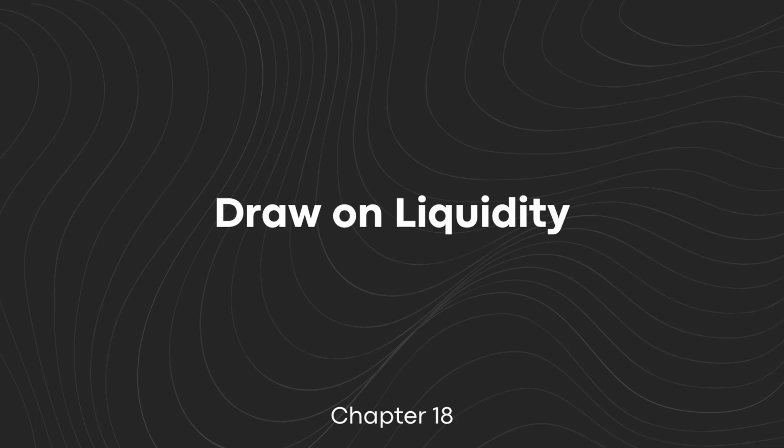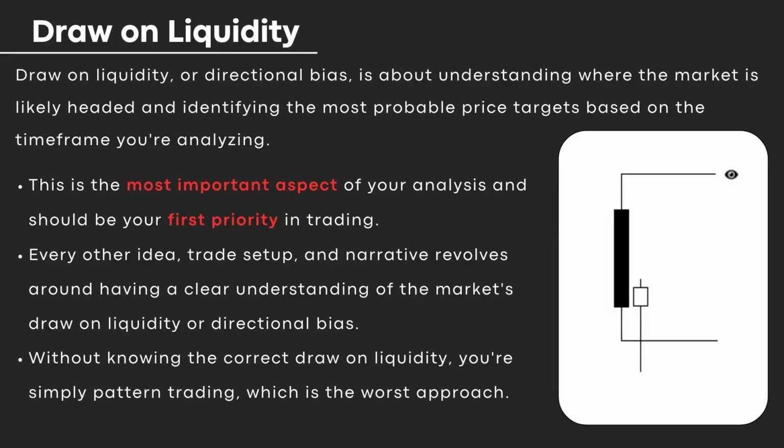right? First of all, we're going to start off with the introduction to drawn liquidity, what it is and what it actually means, right? Drawn liquidity, or its second name, directional bias, is about understanding and having an idea about where the market is likely headed, right? And then identifying the most probable targets based on the time frame that you are looking at. Drawn liquidity or directional bias is the most important aspect when it comes to your analysis, right?